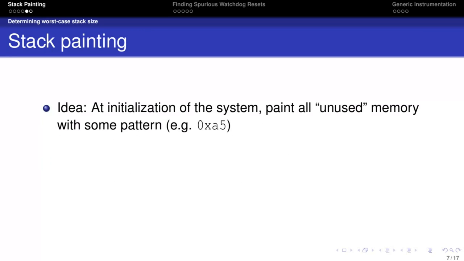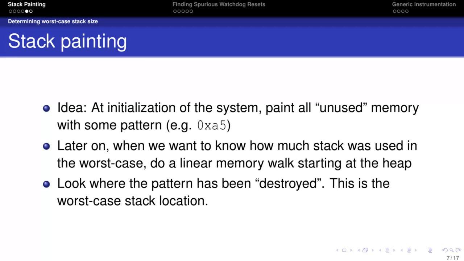So this is why you want to know how large your stack can become in the worst case, to know how much safety margin you still have. And the idea is the following. You do a so-called stack painting. So all the unused memory that I showed before, you just paint it with some pattern, like hex A5 in my case. And later on, if you want to know how much stack was used in the worst case, you just do a linear sweep. So you start at the heap section and walk down the memory until you reach a point where the pattern has been destroyed, where it has been overwritten. And this is the location where the worst case stack was at.